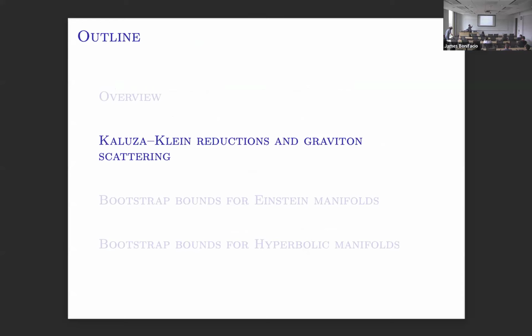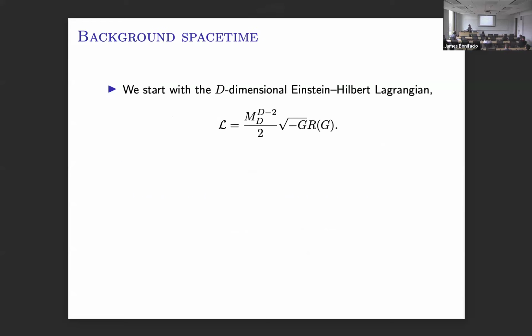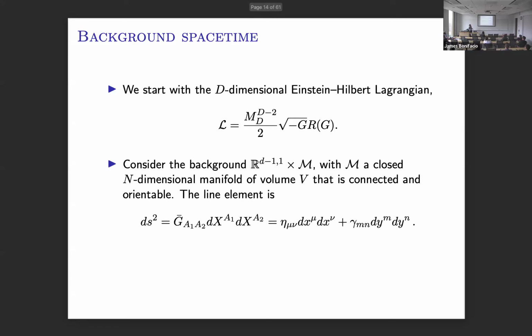Okay, so let me talk about Kaluza-Klein reductions in graviton scattering. So we start with the D-dimensional Einstein-Hilbert Lagrangian, big D dimensions. And we consider a background spacetime, which is a little d-dimensional Minkowski space, crossed with some closed manifold M. Closed just means compact without boundary. And this has, let's call it, big N dimensions and volume B. And I'm going to assume it's connected and orientable.